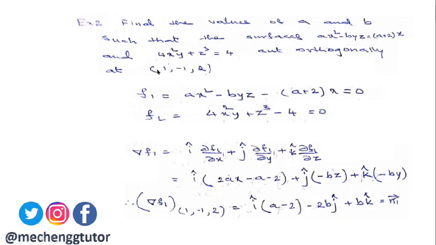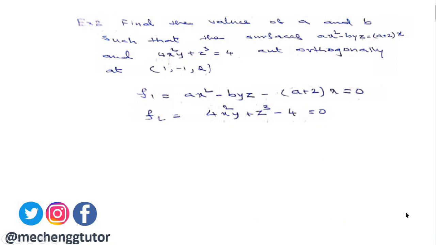So del f1 at the given point 1 minus 1 2 is equal to i into bracket, when you substitute x y z as 1 minus 1 2, it is 2a minus a minus 2. Here z is 2, so minus 2bj plus here k into y is minus 1, so it becomes plus bk. Call it as n1 bar. n1 bar is what? Normal to the surface f1 is equal to 0. Just remember that.